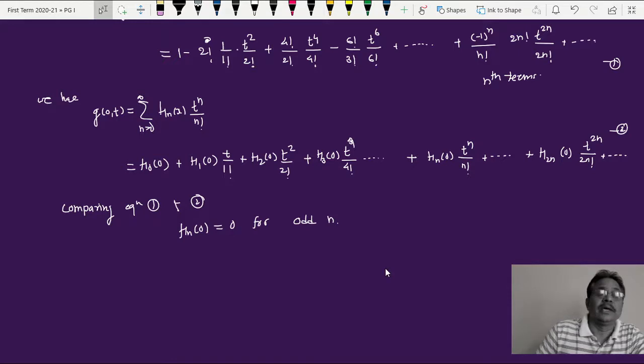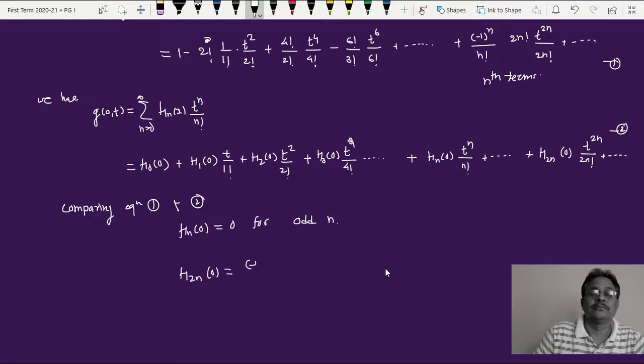And second, h2n of 0 is equal to, that is what we have written there, minus 1 raised to n into twice n factorial divided by n factorial for even n, okay, and replace n by 2. Here also we are making a small change, replace n by 2, just to make this to be hn.